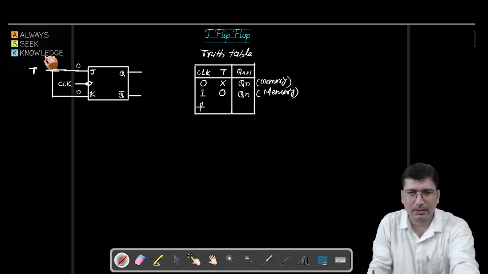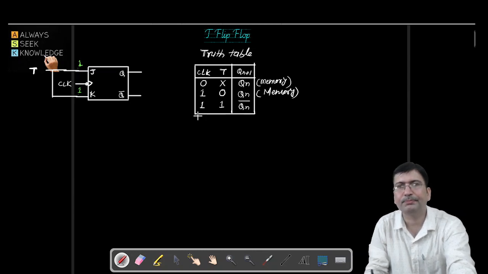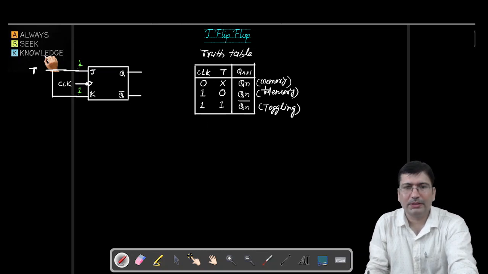But in another case, when clock is 1 and T is getting value 1, in that case, both these pins will get value 1. And we know that in JK flip-flop, when both J and K get value 1, it will start toggling. So if earlier it was maintaining the state Qn, now we will get Qn bar or Qn complement. So this is toggling. So this is the truth table of T flip-flop.